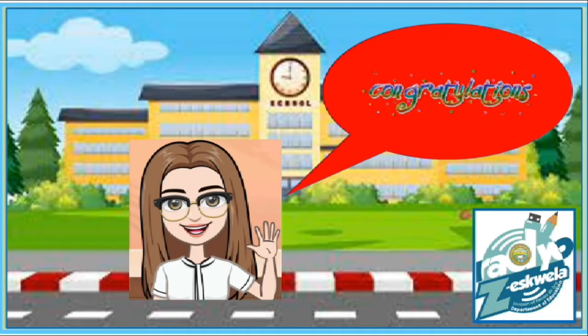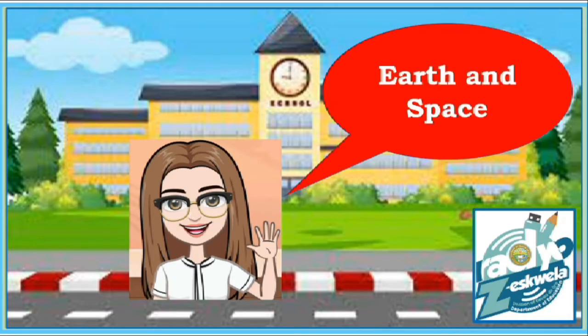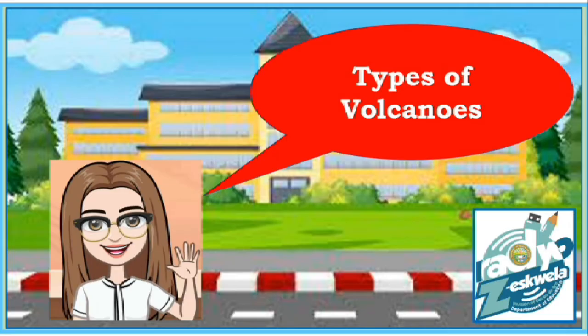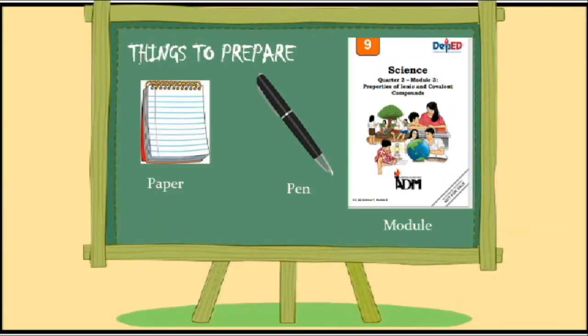But before that, I would like to congratulate everyone because we are now halfway completing grade 9 science. Good job, learners! In this quarter, we will be talking about Earth and space. And our first lesson is about types of volcanoes. And these are the things you have to prepare as we go on with our lesson today. Your paper or notebook, your pen and module.